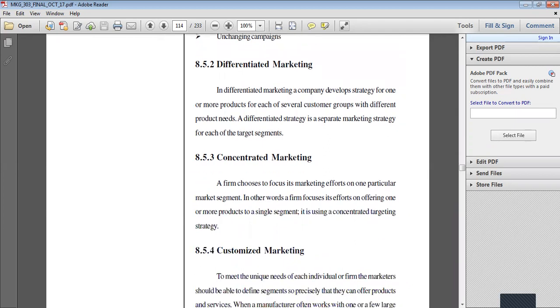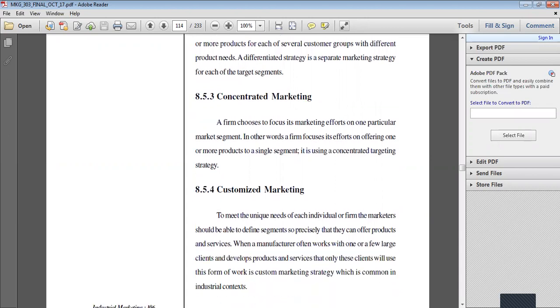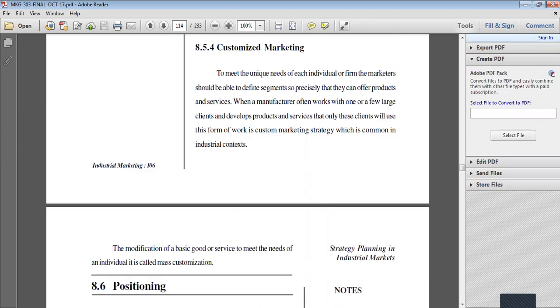Concentrated marketing: a firm chooses to focus its marketing efforts on one particular market segment. In other words, a firm focuses its efforts on offering one or more products to a single segment. It is using a concentrated targeting strategy. Customized marketing meets the unique needs of each individual or firm. Marketers should be able to define segments so finely that they can offer tailored products and services.